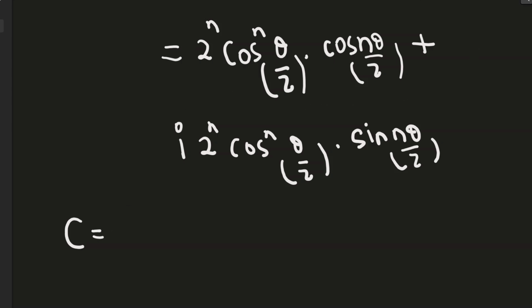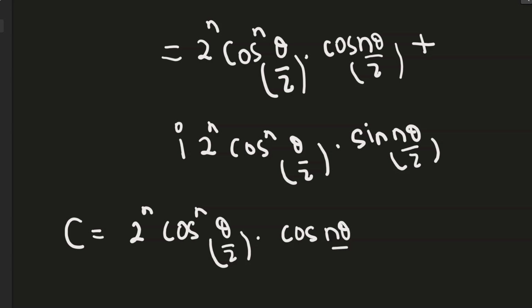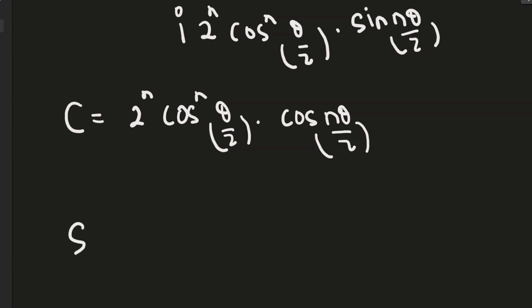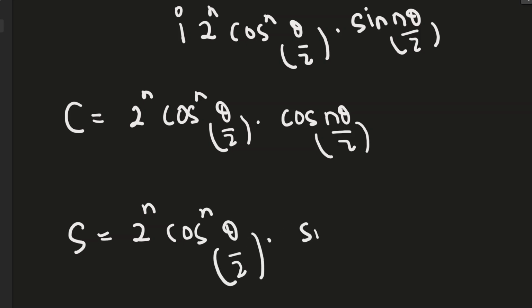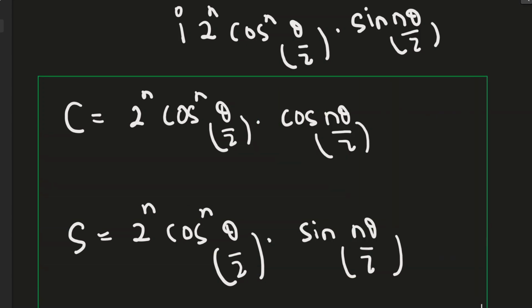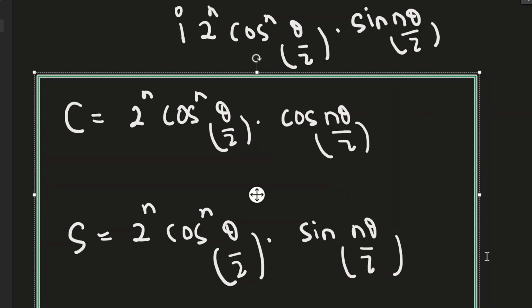So now if we compare the real and imaginary parts, we get C as this whole term, which is 2 to the power n cos to the power n theta by 2 times cos n theta by 2. And in fact, we also get S, which is the imaginary part, which is 2 to the power n cos to the power n theta by 2 times sin of n theta by 2. So instead of getting just one thing that we had to find, we got two things, and this is the result that we have gotten.